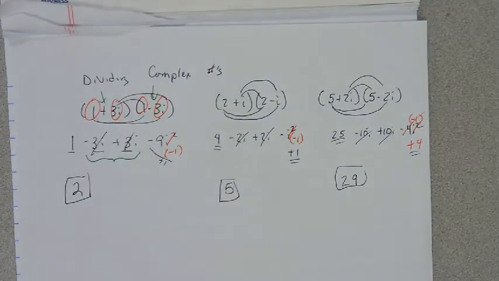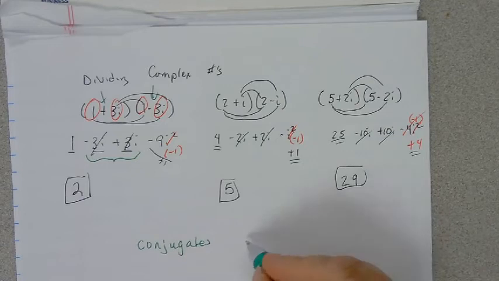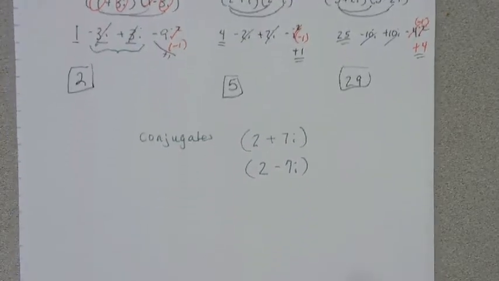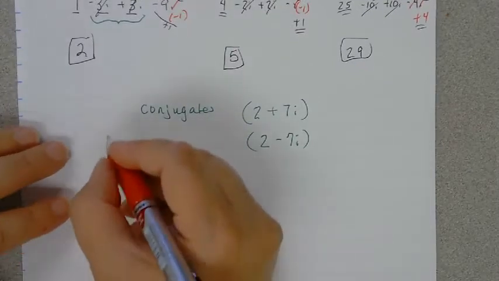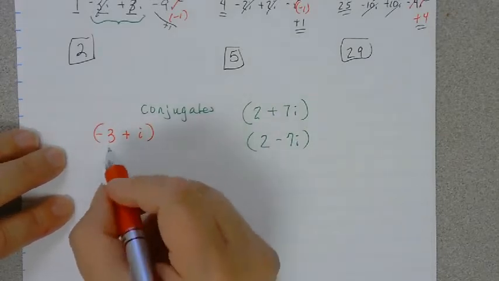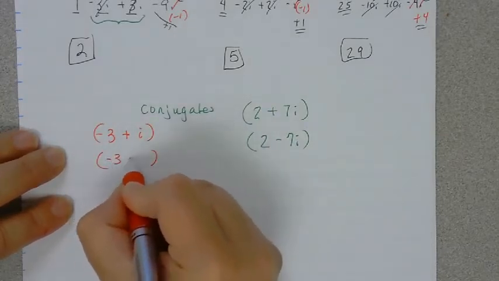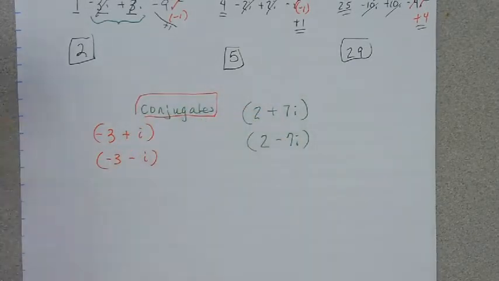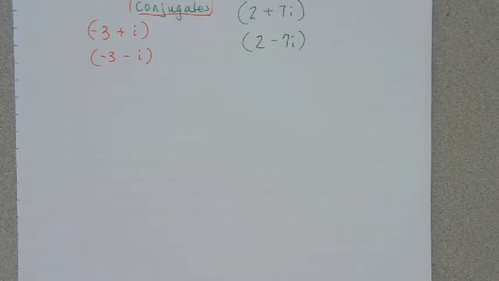These two expressions have a name. They're called conjugates. So for instance, if I had 2 plus 7i, the conjugate of 2 plus 7i would be 2 minus 7i. If I had negative 3 plus i, the conjugate of negative 3 plus i would be negative 3 minus i. Conjugates are going to be helpful when we get ready to divide. So let's start our first division problem.